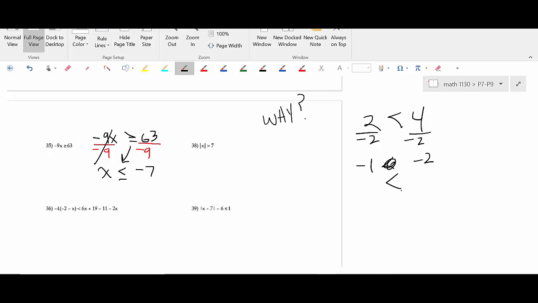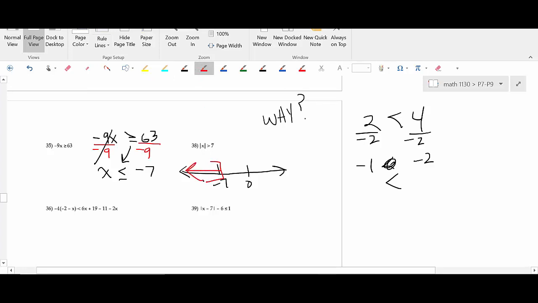So the answer would be x is less than negative 7. And then what you would have on your graph is this would go like this. So you would just have 0, just put negative 7 somewhere. This time it's a bracket right on the 7, and then shaded forever to the left like that.